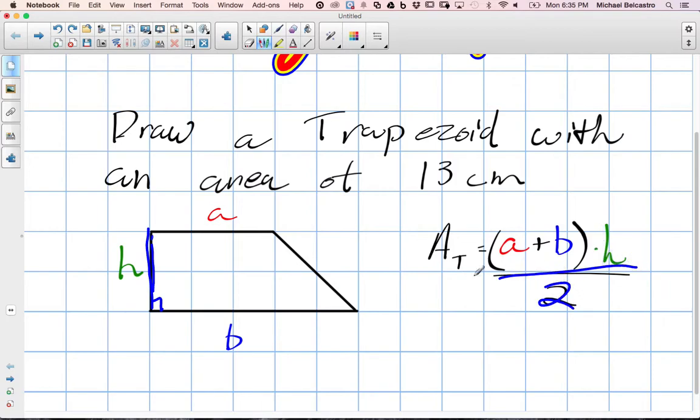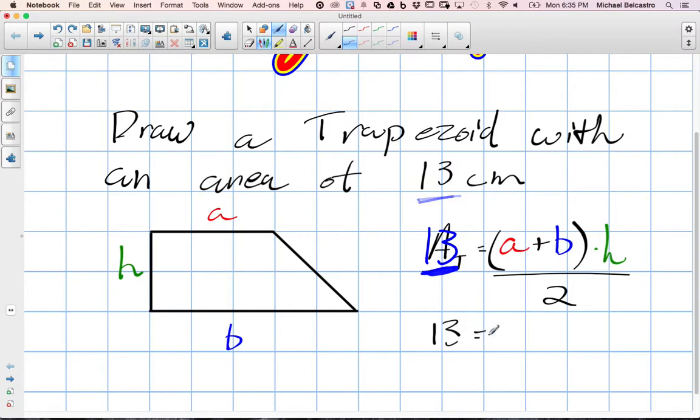So trapezoids are kind of funny objects to draw. We know that our area is going to be 13, so I could replace my A with the number 13. So maybe I'll write that in here. Okay, so I know it's going to be 13 is equal to, and again I'm going to write a plus b, because we don't have values for them yet, times h, and I don't think they've talked about it at this age yet, but I want to move this 2. I don't want to work with a fraction.